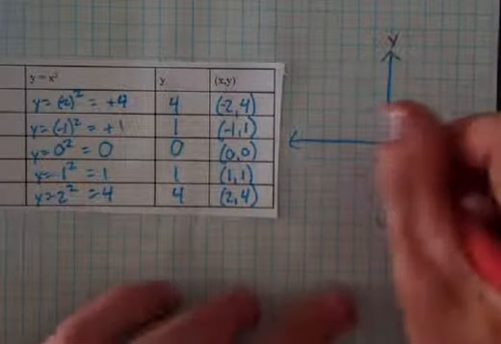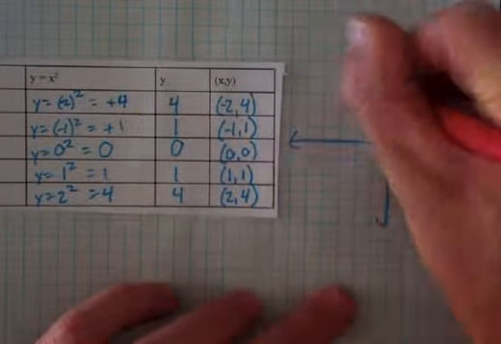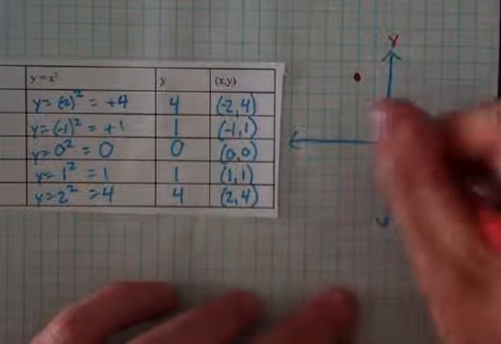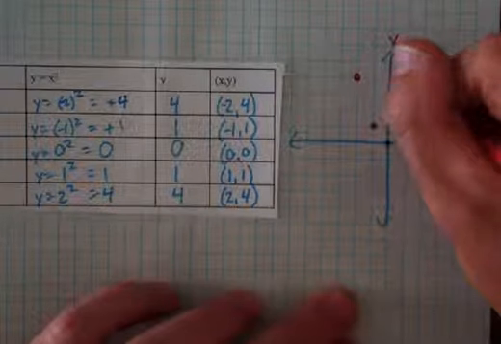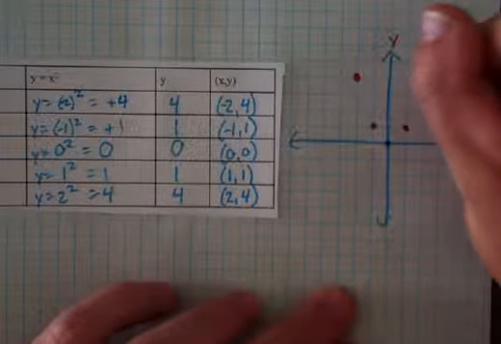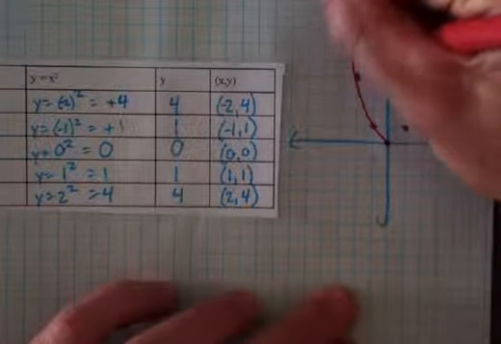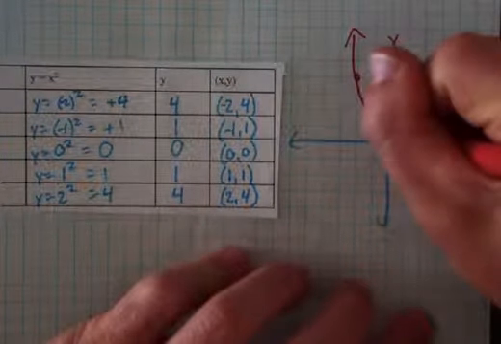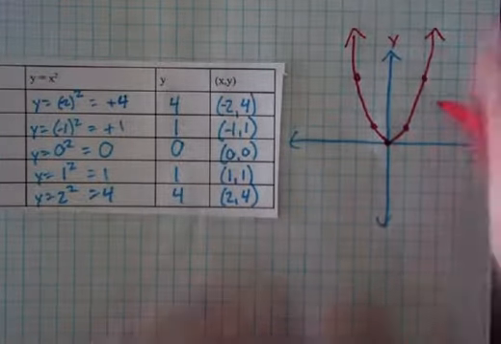So we go negative 2, 1, 2, positive 4. 1, 2, 3, 4. Negative 1, comma 1. Negative 1, 1. 0, 0. Positive 1, and 2, 1, 2, 3, 4. This is a parabola. It looks like this. Okay. It's a parabola.